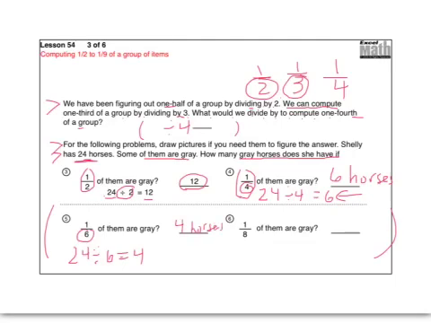And to find 1/8 of the group, we're going to do 24 divided by 8. Again, you have to show this. You're going to have problems like this to do the next several Excel lessons. Make sure you show how you're getting 1/8 of something. 24 divided by 8 is 3. So the answer is 3 horses.